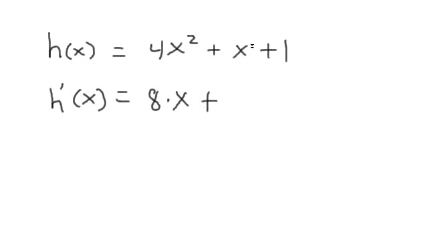The derivative of x, there's a 1 up here. Remember, we bring it out front, and then subtract 1 from the exponent, and that gives us a 0, but x to the 0 is left with 1. So the derivative of x is just 1. And then we have a constant here, and the derivative of a constant is 0. So we have the derivative of h of x, h prime of x, is equal to 8x plus 1.